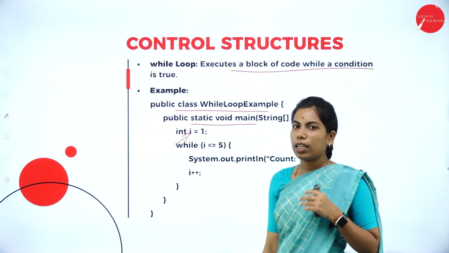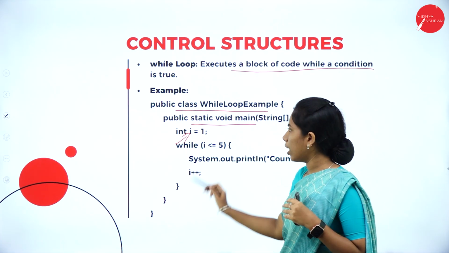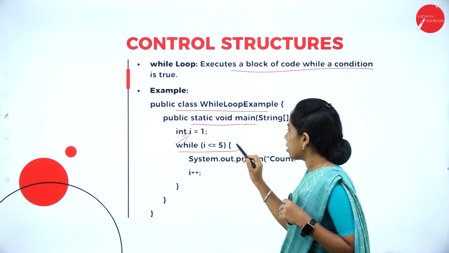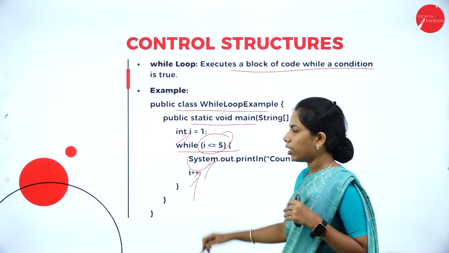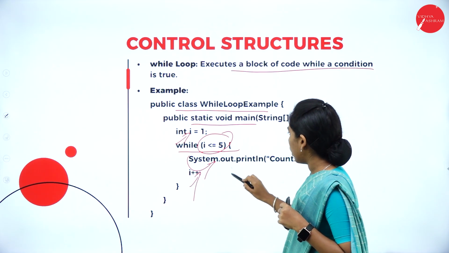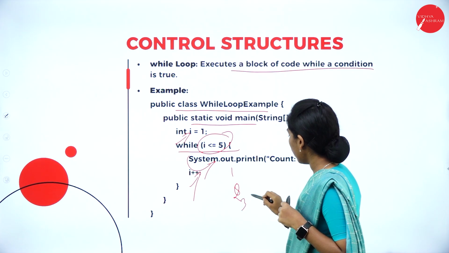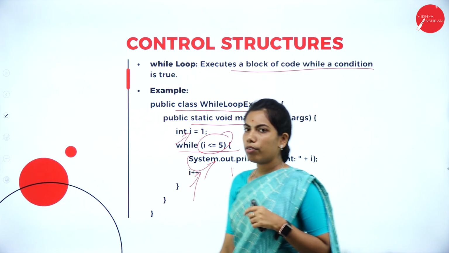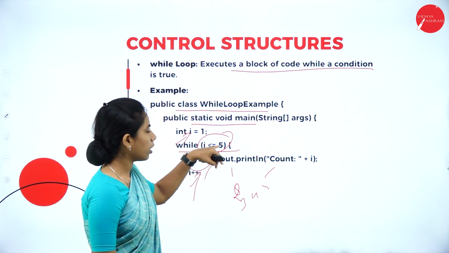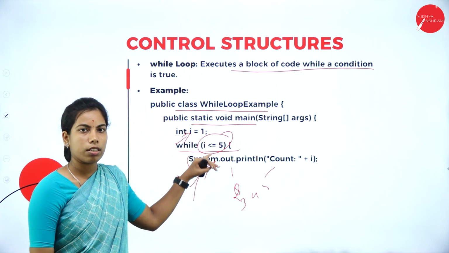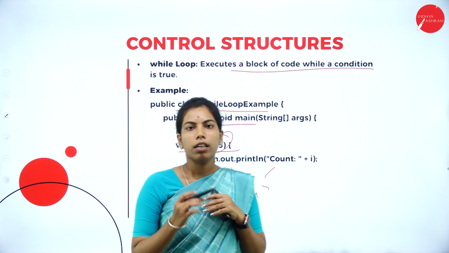I have to declare and initialize one variable, I, starting from 1. So only while I is less than or equal to 5 will it be printed and incremented. So it prints 1, 2, 3, 4, 5. Up to 5 it will be generated. If 5 is not less than or equal to 5, that's why it will end in that case.